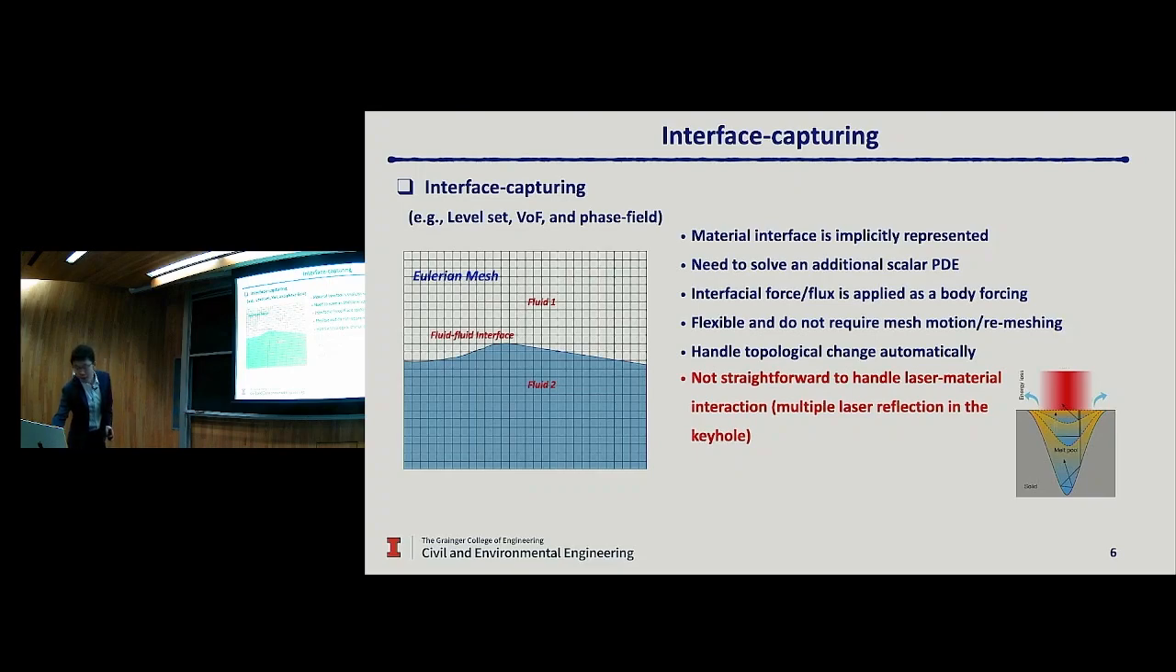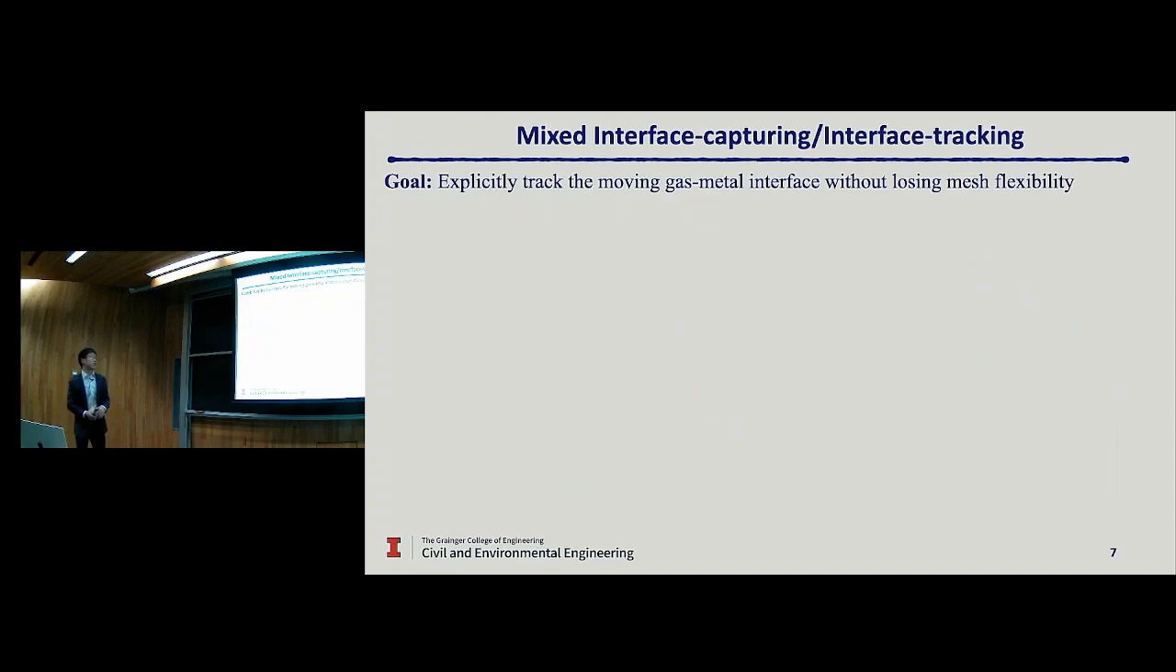Okay, so given the advantages and disadvantages of those two existing approaches I just presented, we feel that mixing the two approaches is probably the best way to go. So our goal is this. We want to explicitly track the moving gas-metal interface without losing mesh flexibility. What I mean by not losing mesh flexibility is that I don't want to do any mesh motion. I don't do any mesh regeneration. I just have an initial mesh, and I use the mesh throughout my simulation.